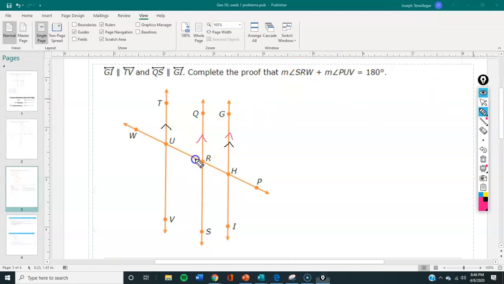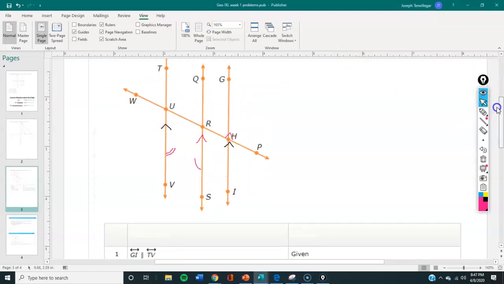SRW, this, plus PUV, this one, adds up to 180. Some of you might be saying, well, same side interior angles are supplementary, but we don't know that these are parallel. They might not be parallel, actually. Oh, I forgot those are going to move with it.